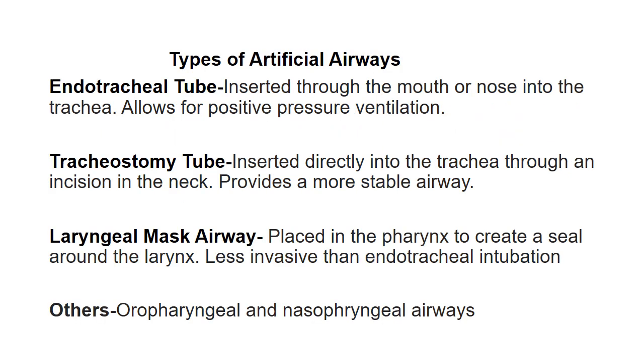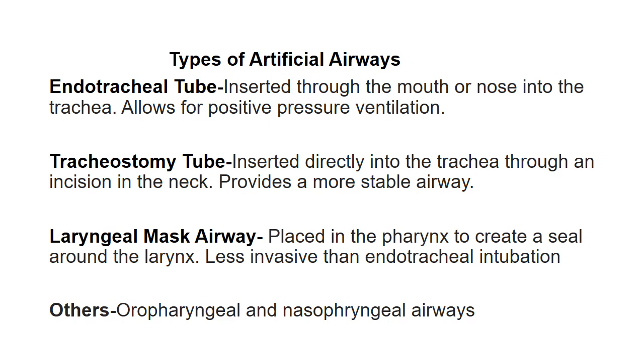What are the types of artificial airways? Endotracheal tube. This endotracheal tube is inserted through the mouth or nose into the trachea and it allows for ventilation. That is, once we put the endotracheal tube, we can ventilate the patient by connecting to a mechanical ventilator. Next comes the tracheostomy tube. It is inserted directly into the trachea through an incision in the neck and provides a more stable airway.